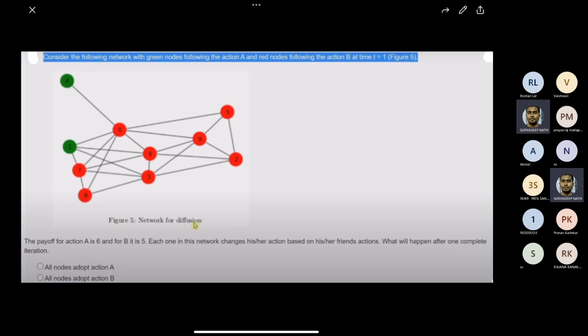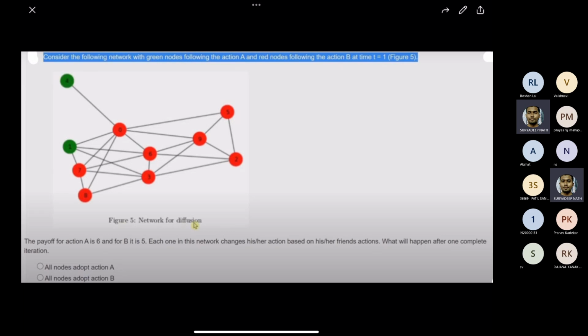For node 7, it has one green connection and four red connections. Again, it would be 20 versus 6. So 7 would remain red. So eventually all will adopt this red action.